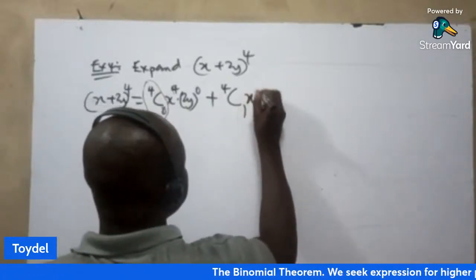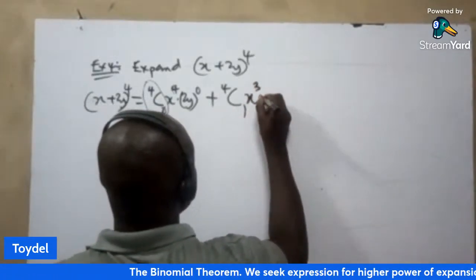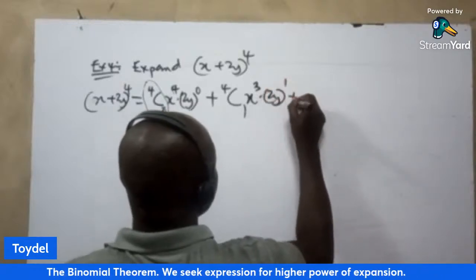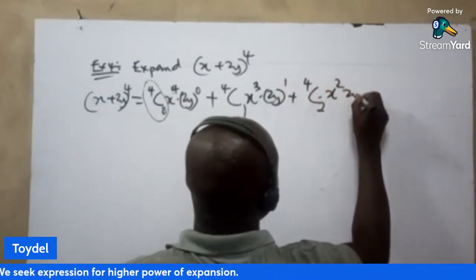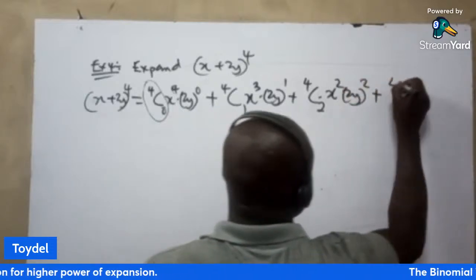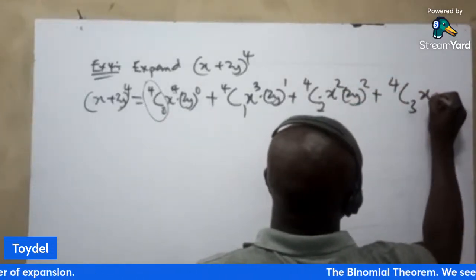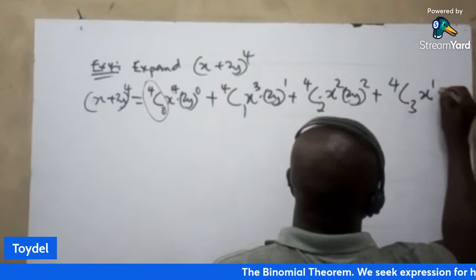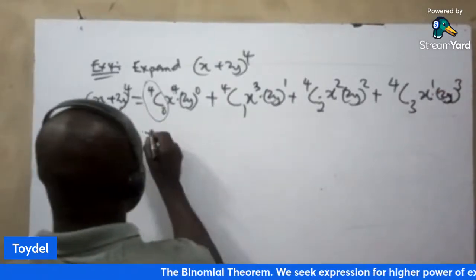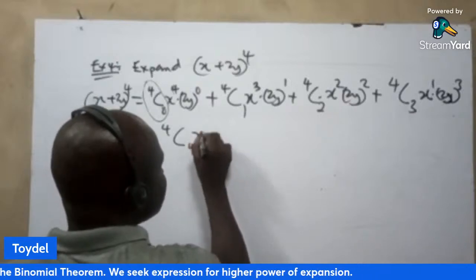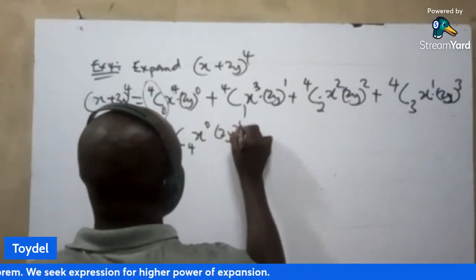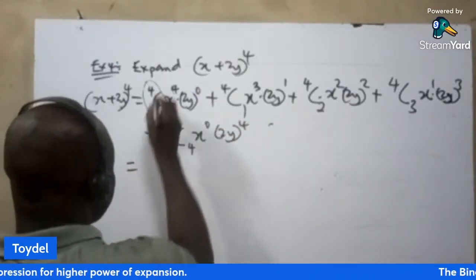So here I'm going to have s raised to power 3, then multiply by 2y raised to power 1, plus 4 combination 2. I will have s raised to power 2, then 2y raised to power 2, plus 4 combination 3. I will have s raised to power 1, 2y raised to power 3, then plus 4 combination 4, which is the last one. I will have s raised to power 0, 2y raised to power 4. Then how do we get this combination?